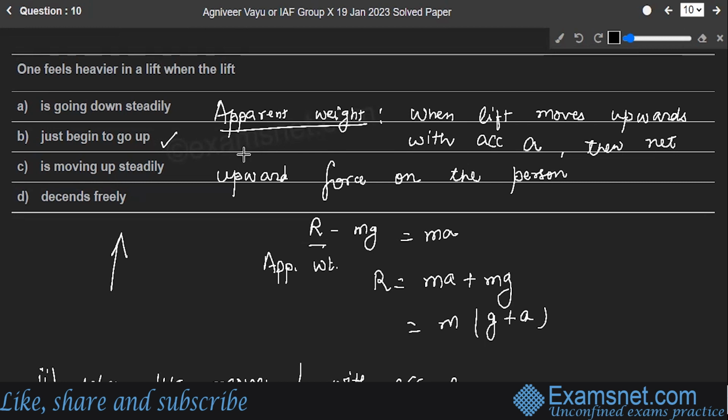One feels heavier in the lift when the lift just begins to go up, because our body gains inertia from the position of rest and pushes up against gravity. So when the lift accelerates upwards, the apparent weight of the person inside it increases. This makes option B the correct answer, just when it begins to go up. Okay, option B.